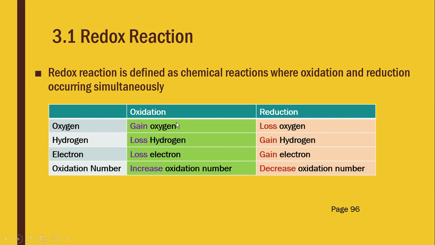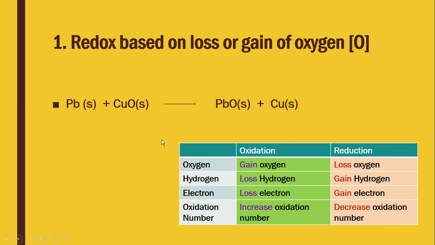Okay, so we will go through each of the definitions and how the process works. The first one is based on loss or gain of oxygen. As we said earlier, oxidation in terms of oxygen is the gain of oxygen, and reduction is the loss of oxygen. So let's look at an example of a chemical reaction. Here we have lead metal atom reacting with copper oxide, also a solid metal oxide, to produce lead(II) oxide, which is a solid metal oxide, and also copper metal.